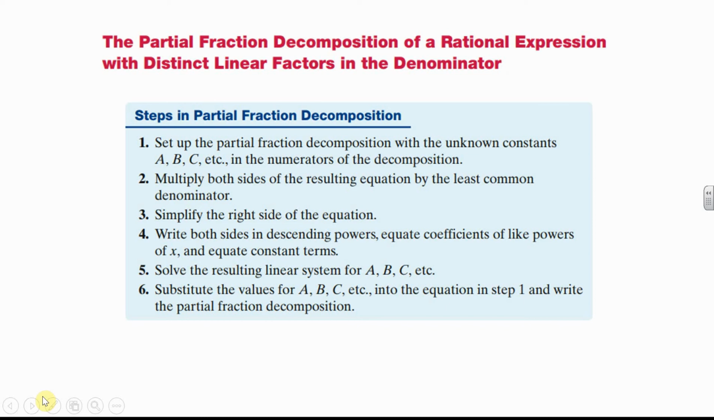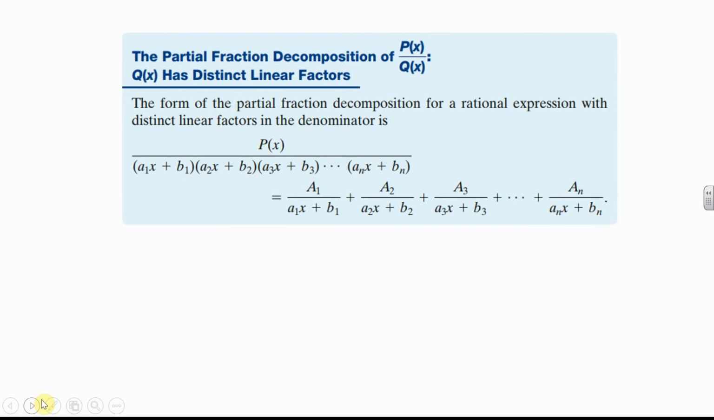Simplify the right side of the equation. Number 4, write both sides in descending powers, equate coefficients of like powers of x, and equate constant terms. Solve the resulting linear system for A, B, C, etc. Sounds like a lot of mumbo jumbo. So I think probably best is to, as we take a problem, show you the steps as we go along.